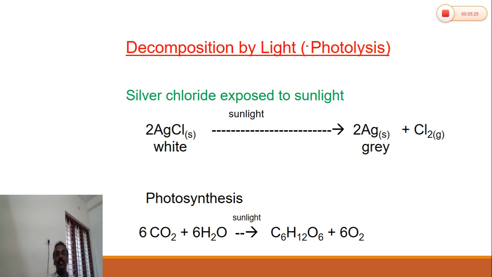Now, decomposition by light, that is photolysis. One example is silver chloride. When silver chloride is exposed to sunlight, silver and chlorine gas are released. The white color changes to gray. This gray is the silver that is deposited.